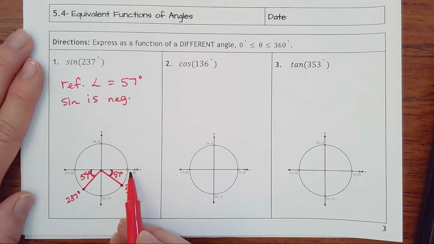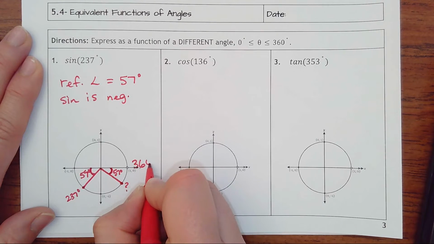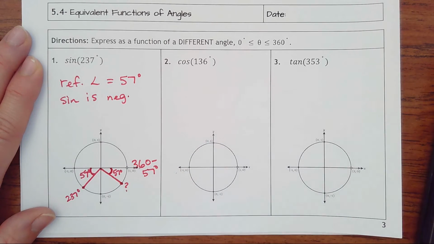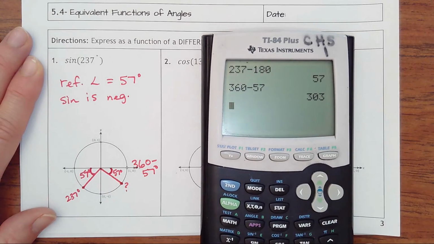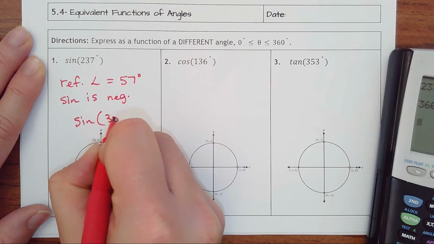To find what it is in quadrant 4, you would have to take 360 minus the 57, because we're not quite all the way around to 360. And that would be a 303. So we could write this as sine of 303 degrees.